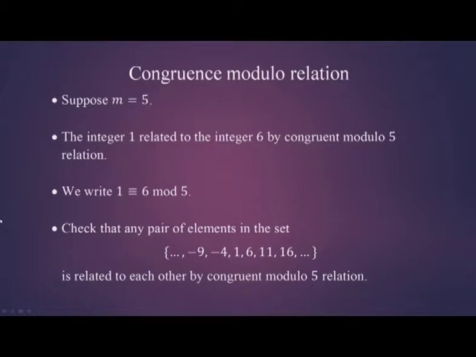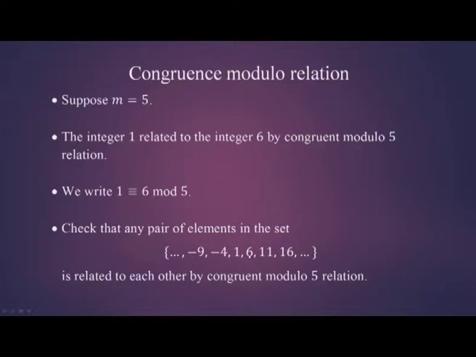Now, we take up another example. Let us consider m equal to 5. Now, we pick up the integer 1 and we pick up the integer 6. If we consider 1 and 6, then we will see that 1 is congruent to 6 modulo 5, but we can go one step forward. I would like to know all the integers which are congruent to 1 modulo 5. Can we find it?